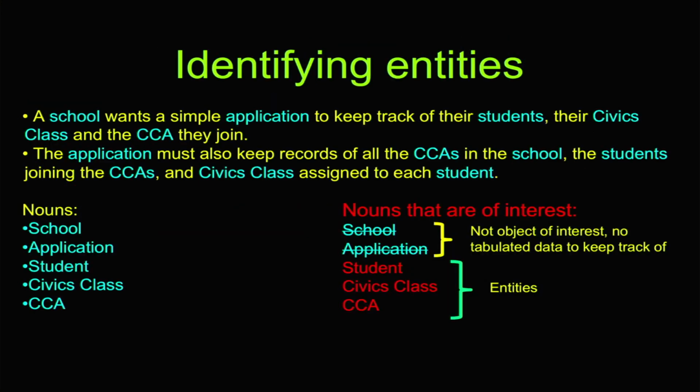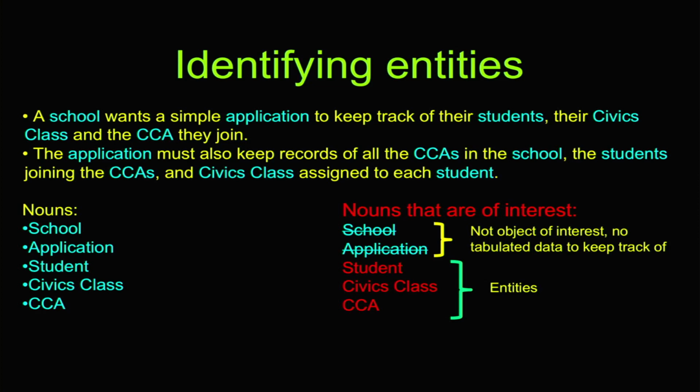Let's see a simple example of how we identify entities. Usually when we want to design a database, we will ask the client to write down what they want the database to be able to do. In this case, we have the school writing this. A school wants a simple application to keep track of their students, their civics class, and the CCA they join. The application must also keep records of all the CCAs in the school, the students joining the CCA, and the civics class assigned to each student.